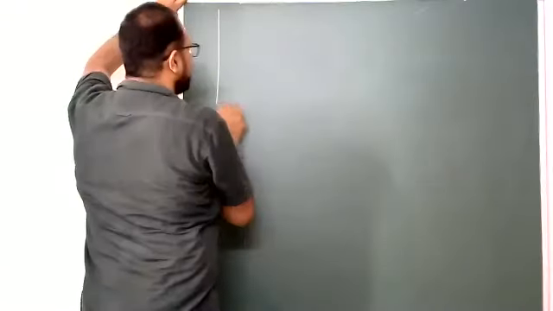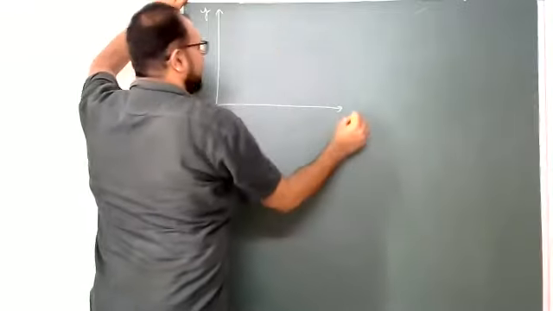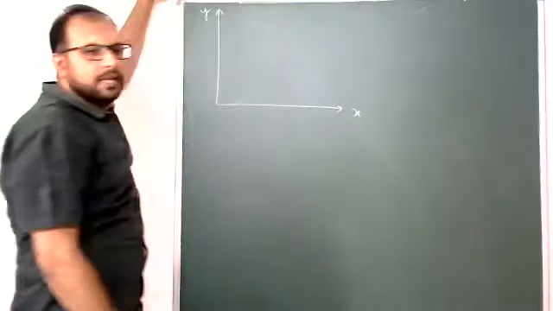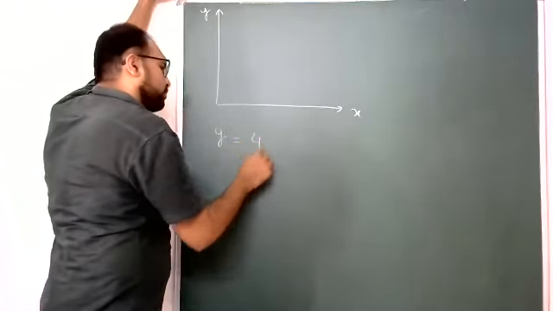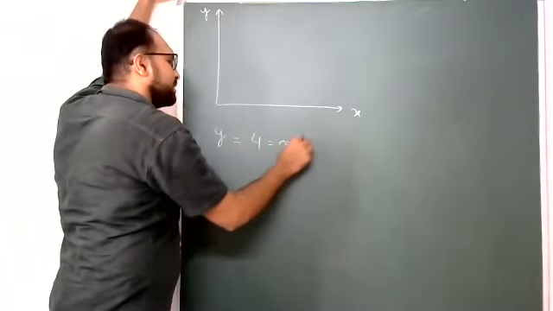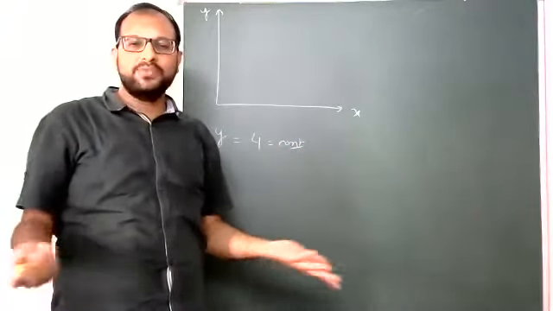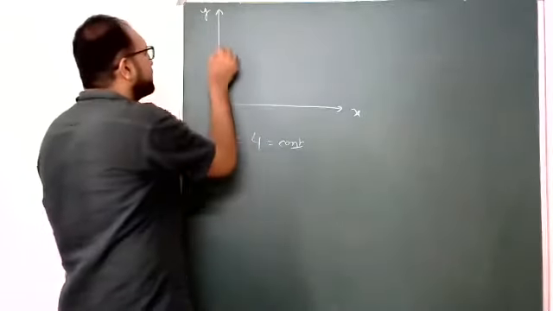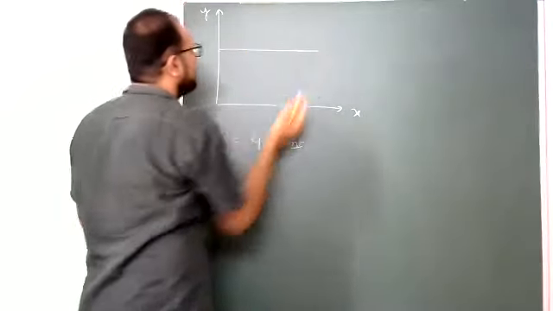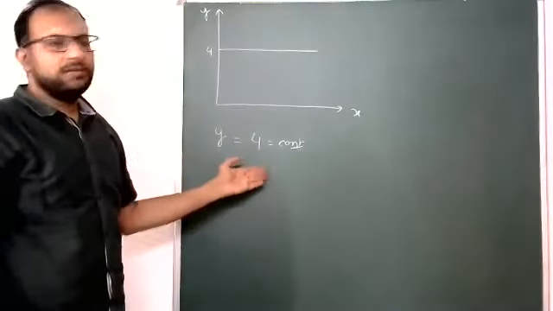Yes, students, now here a curve, with the y-axis and x-axis. First, y equal to 4, that is equal to a constant. Suppose y equal to 4, that is one constant. So this graph now I am going to draw. Suppose it is the y equal to 4 graph.